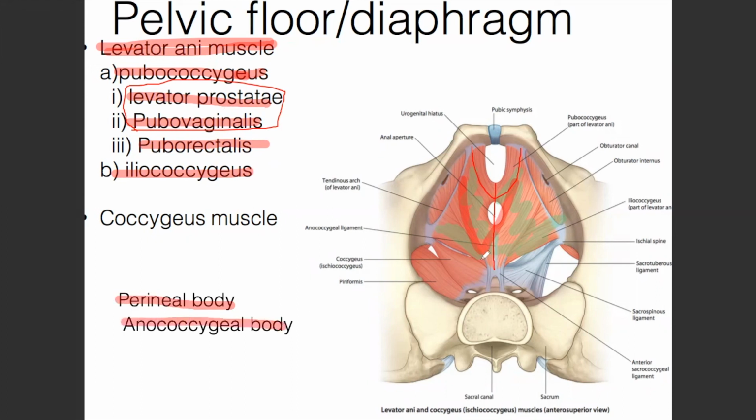We've got the iliococcygeus, which are on the sides, a little bit below pubococcygeus, and they also insert into the anococcygeal body, but also into the coccyx bone itself. Not that important, either. We've got another muscle other than the levator ani. The levator ani is pubococcygeus and iliococcygeus. The pubococcygeus we divided into levator prostatae, which stabilizes the prostate, pubovaginalis, which stabilizes the vagina, and puborectalis, which stabilizes the rectum, right? Then we said iliococcygeus. Then we have another completely different muscle called the coccygeus muscle.